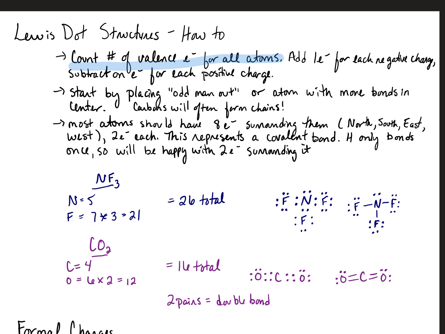Add 1 electron for each negative charge. So if there's a negative charge on the molecule, you would add 1 more electron, or subtract an electron if there's a positive charge on that compound.